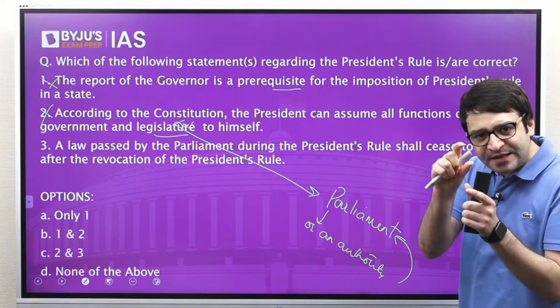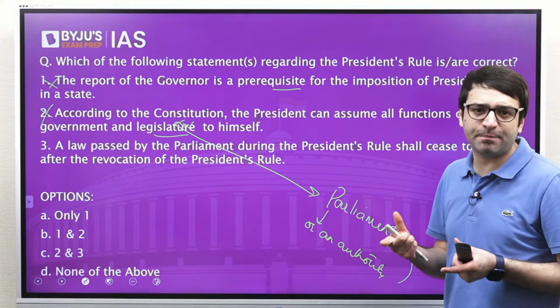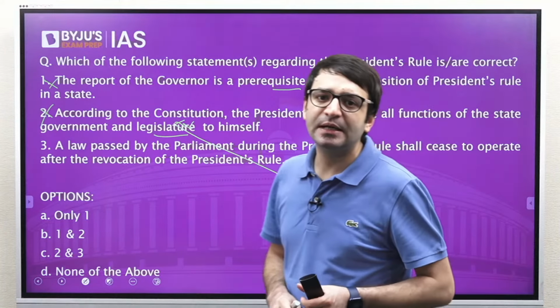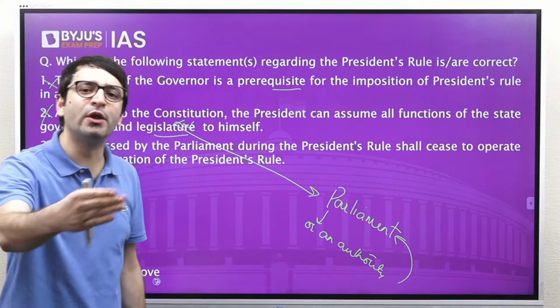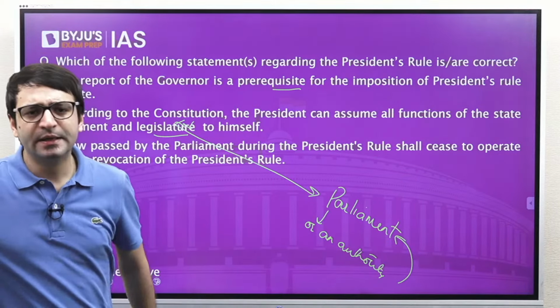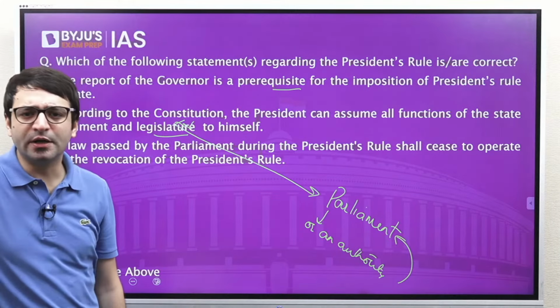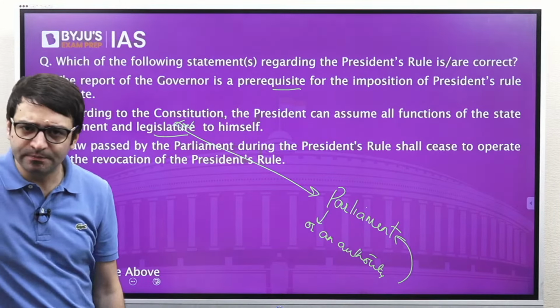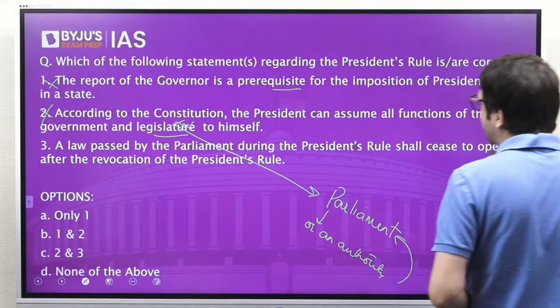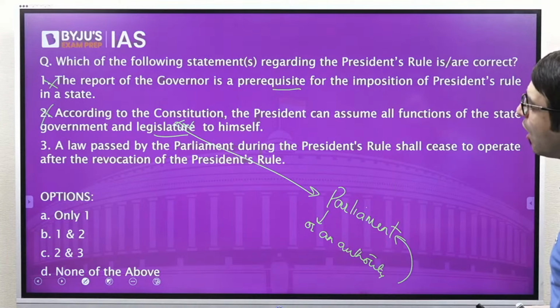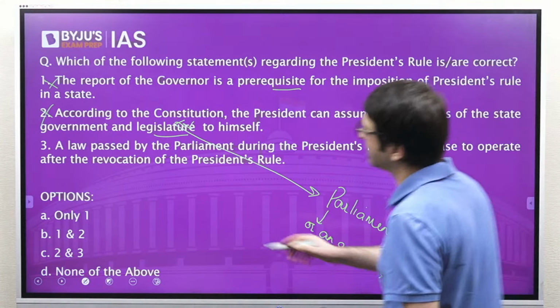So the life and death of this law passed by the Parliament during President's rule does not depend upon the life of the President's rule. It continues beyond that as well. Of course, the state legislature can later on revoke that law passed by the Parliament. Clear? Third is, a law passed by the Parliament during the President's rule shall cease to operate after the revocation of President's rule.